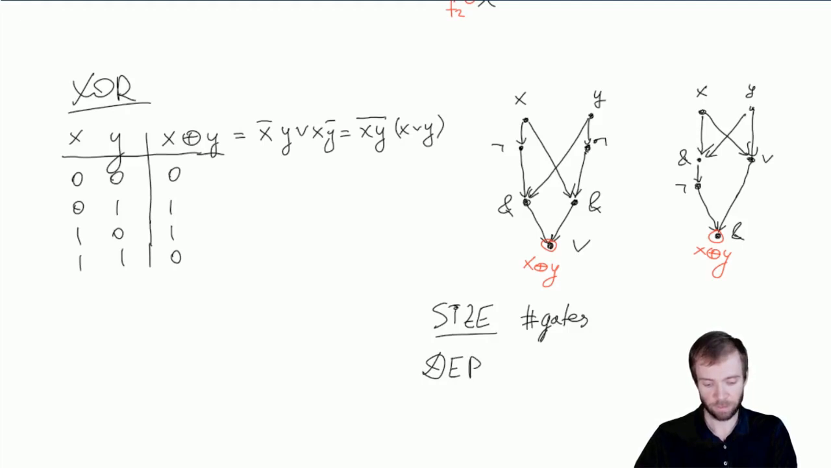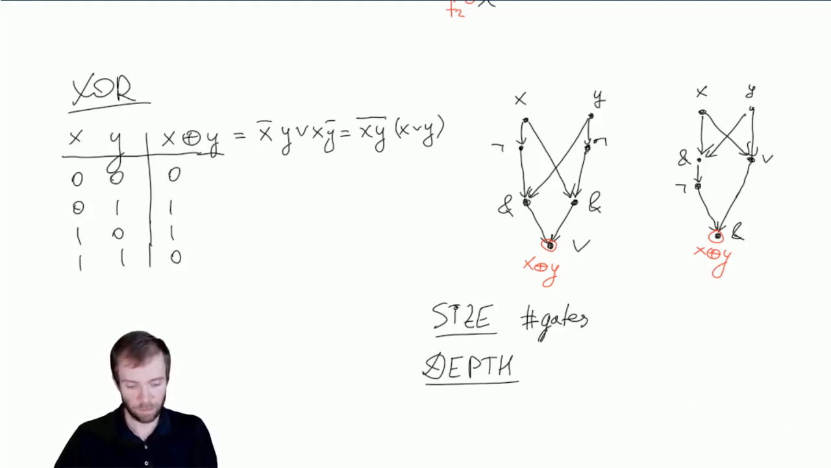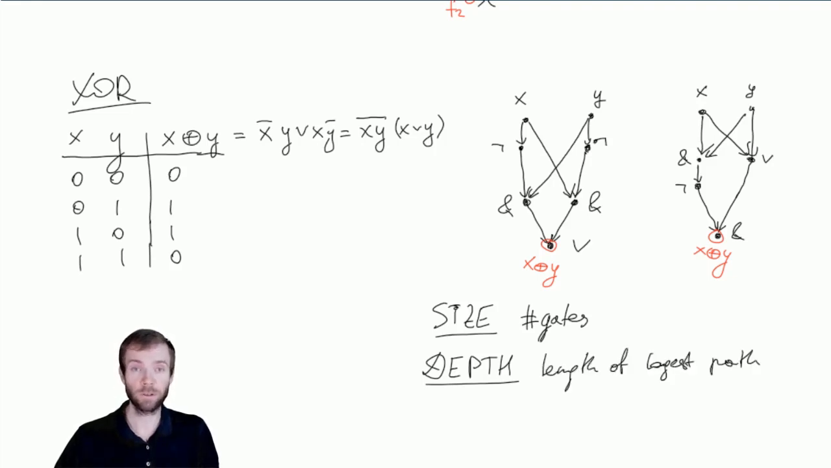So depth is the second main measure of efficiency of the circuit. The size is just the number of gates, and the depth is the length of the longest path from an input of a circuit to an output of a circuit. So we cannot say that the circuit computed all its outputs before this computation along this longest path is finished.